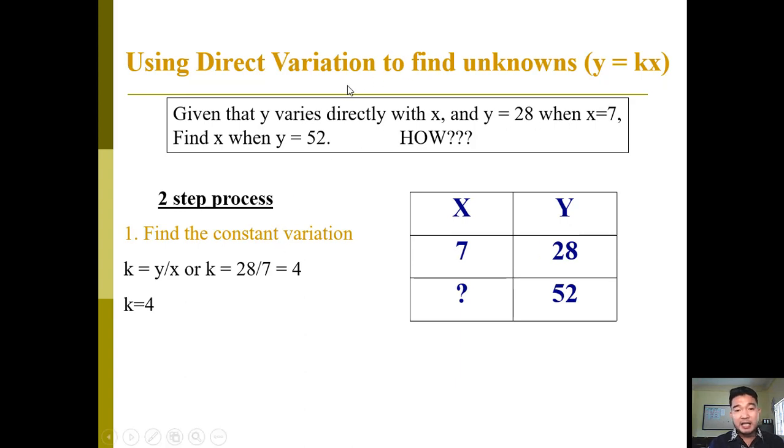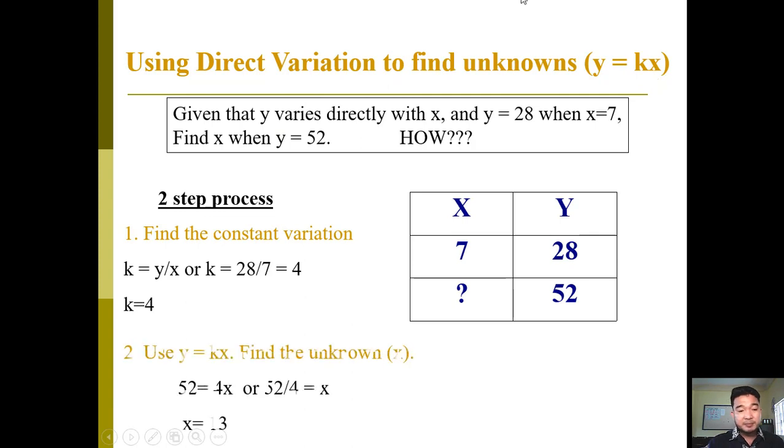And then babalik tayo dito sa equation na y equals kx. So magiging y is equal to 4 times x. Ano si y? 52. So pinalitan natin, 52 equals 4x. Then solve for x. Divide the whole equation by 4. So x is equal to 13. So nakuha na natin yung value ni x.